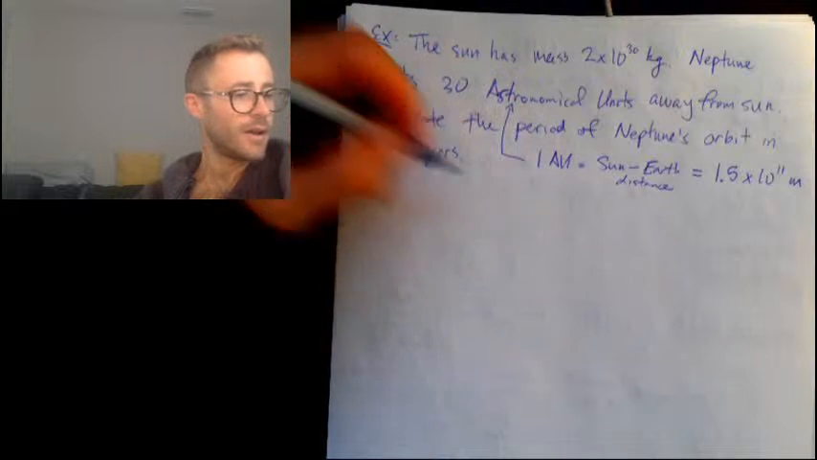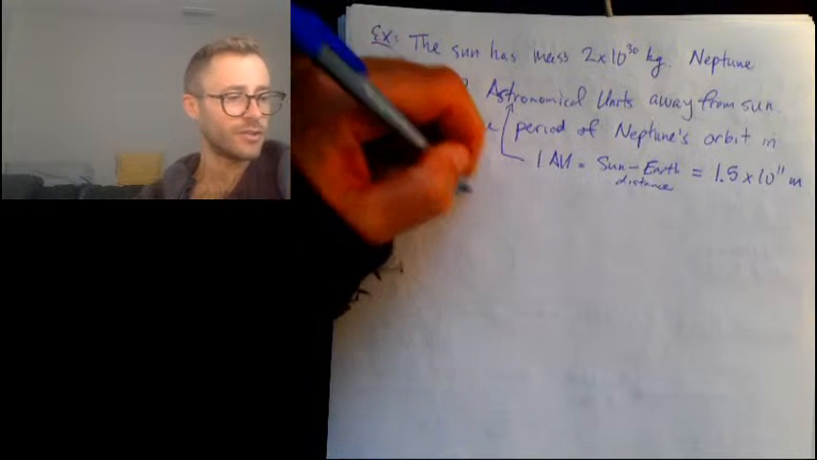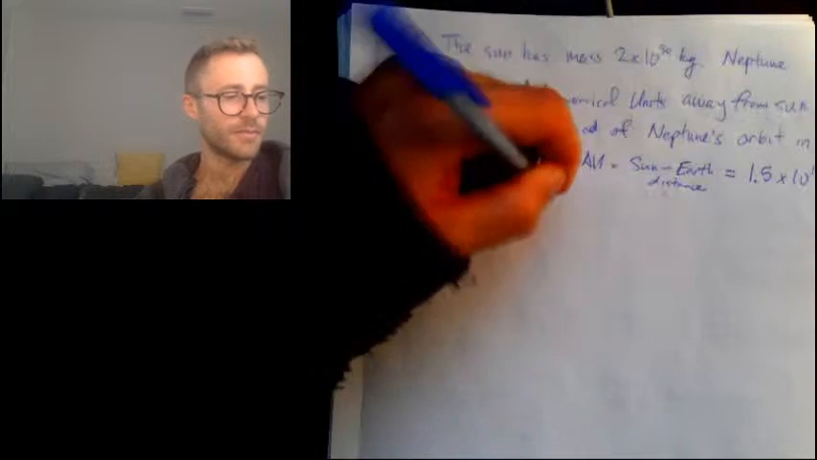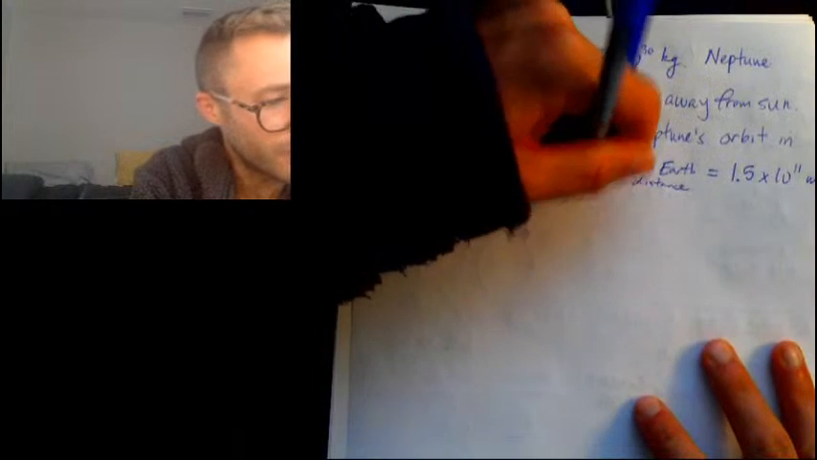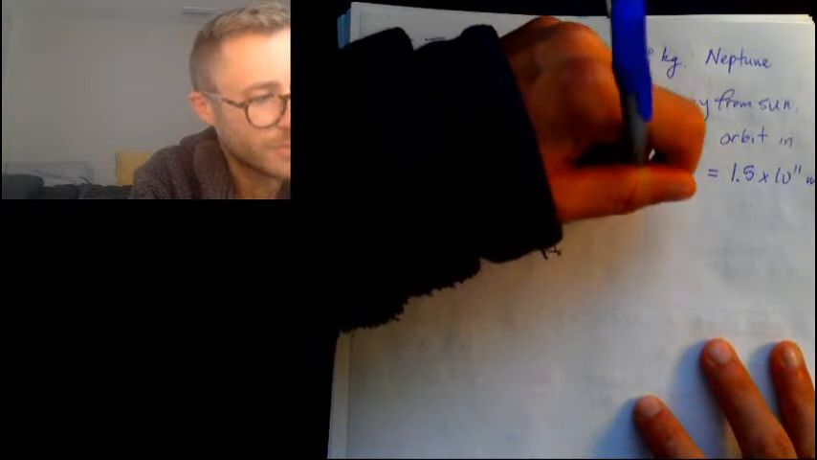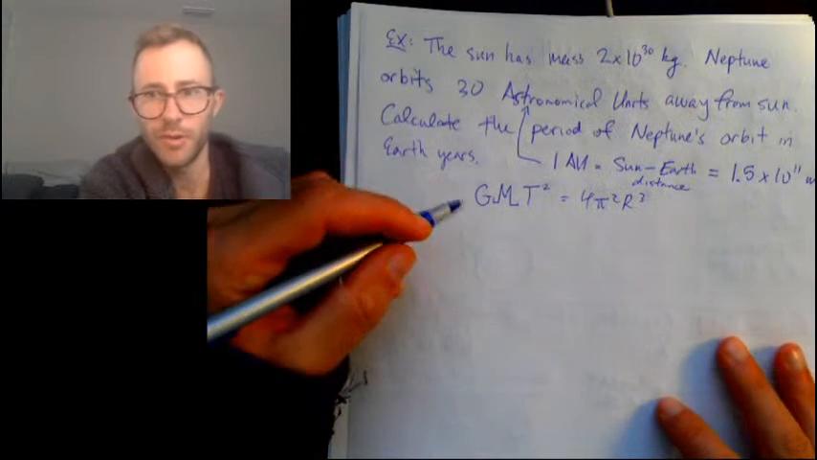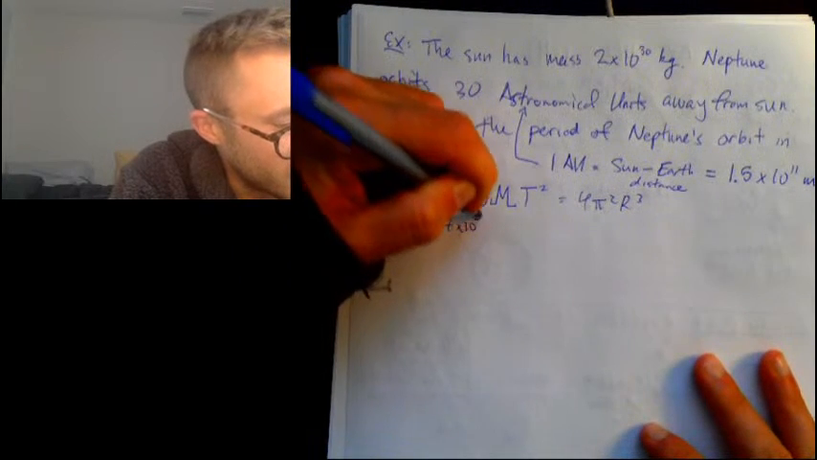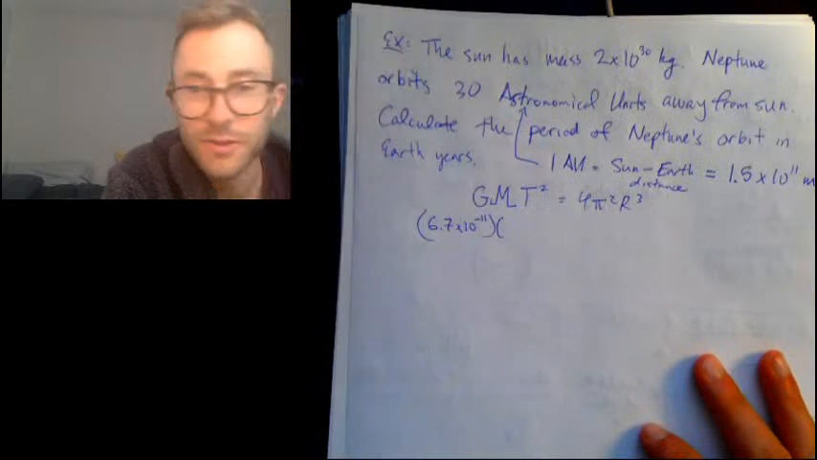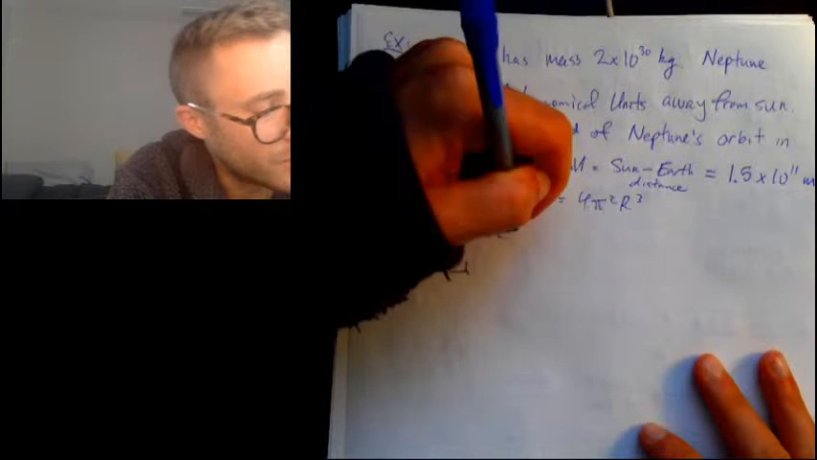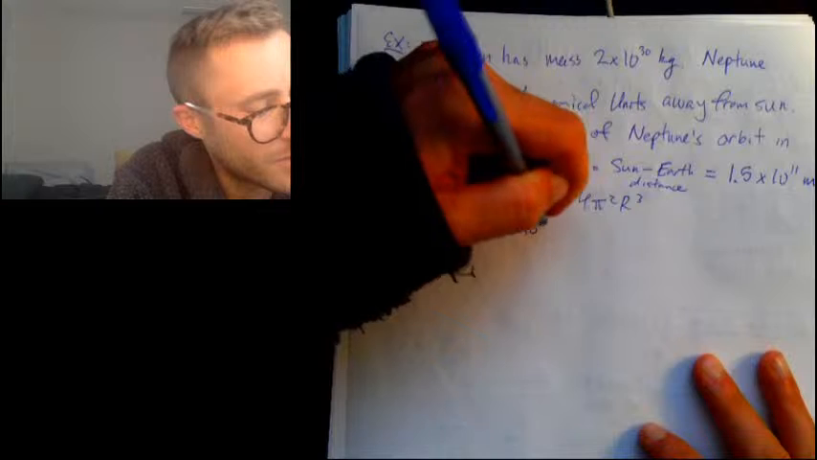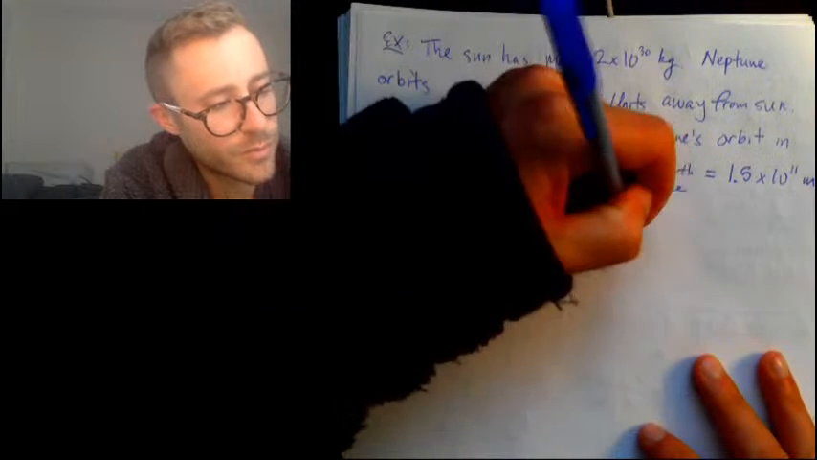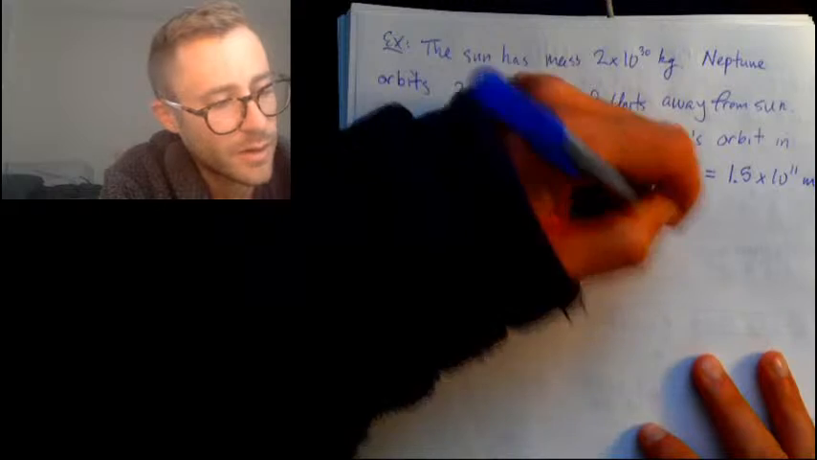Okay, and Kepler's second law says G M T squared equals 4 pi squared r cubed. So now I just plug in numbers. So 6.7 times 10 to the negative 11, times the mass of the sun, which is 2 times 10 to the 30th, times the unknown period squared, equals 4 pi squared.